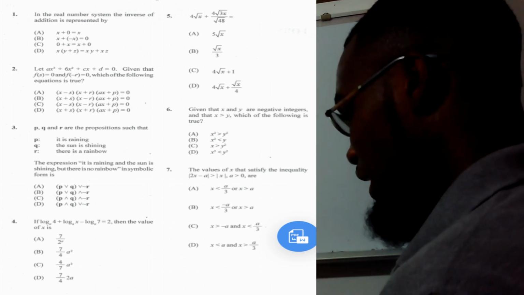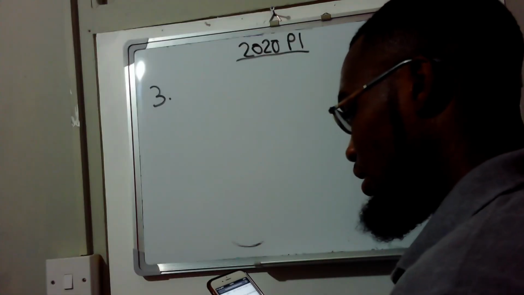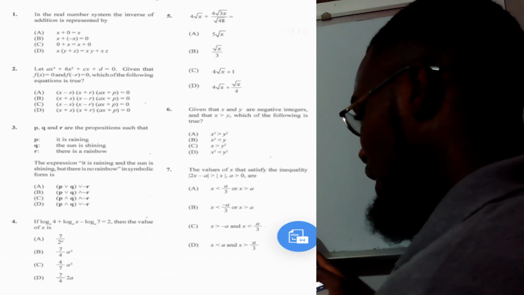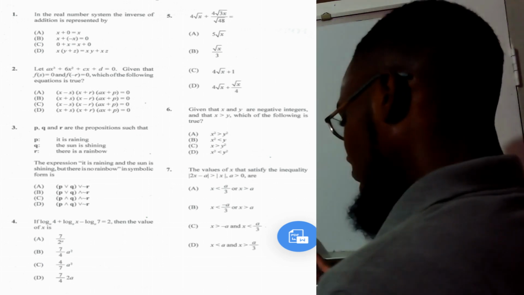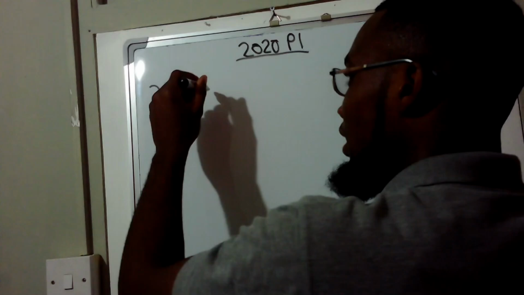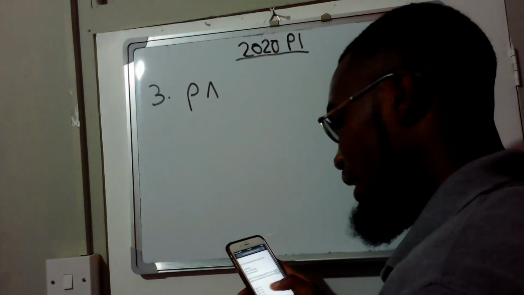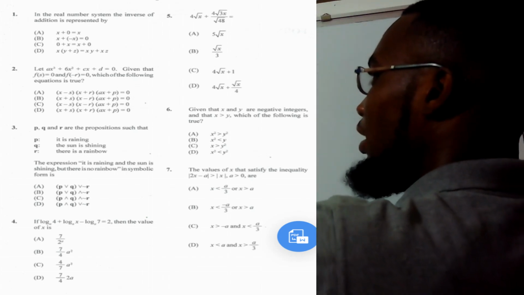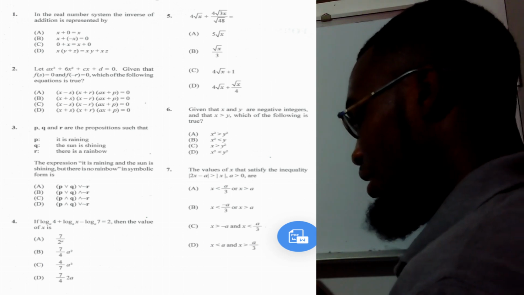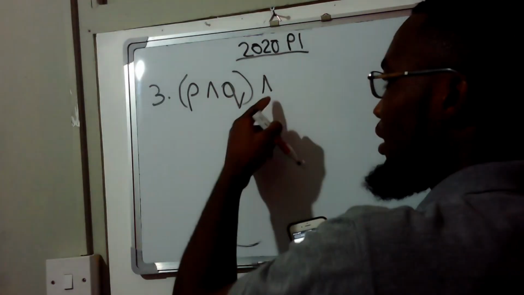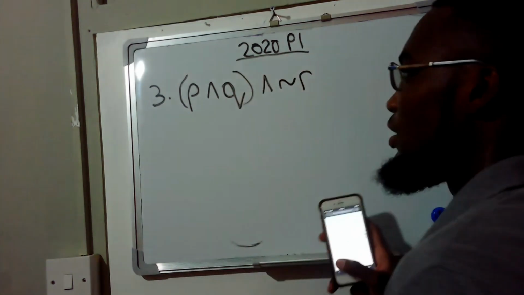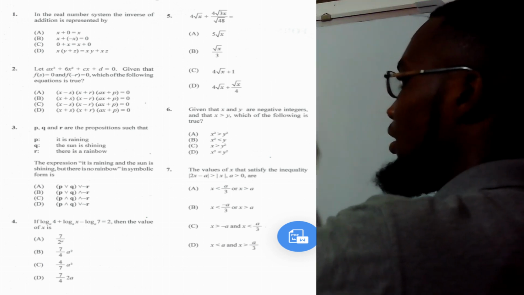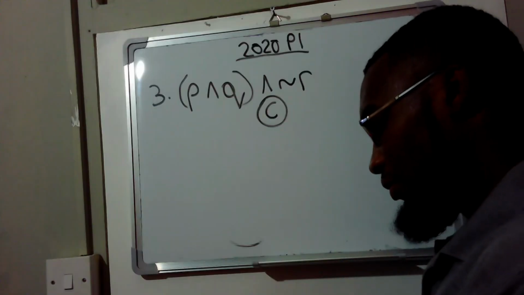Number 3 says P, Q, and R are propositions such that P is it is raining, Q is the sun is shining, and R is there is a rainbow. So you have P, and then and, the sun is shining is Q, P and Q, and then they say but there is no rainbow. So it's P and Q and not R. That is option C. Alright, that's number 3.